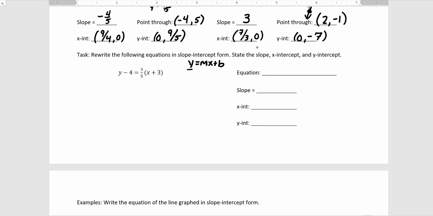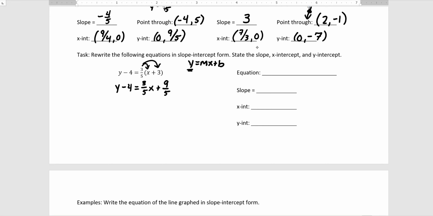The key here is we need y all by itself. So let's simplify everything we can and then get y all by itself. So I'm going to start by multiplying this out. So I'll have y minus 4 equals 3/5 x plus 9/5. Does that make sense? 3 times 3 is 9, 5 times 1 is 5.